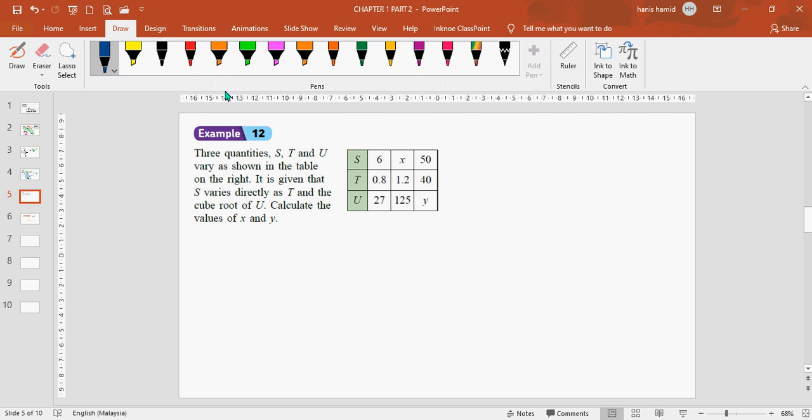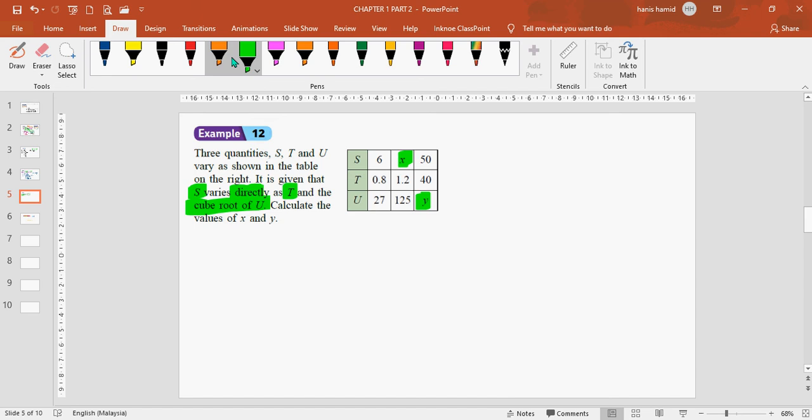Three quantities S, T, and U vary as shown in the table on the right. It is given that S varies directly as T and the cube root of U. We need to take note, be careful, it has a cube root there. Calculate the values of X and Y. So here is X, here is Y.